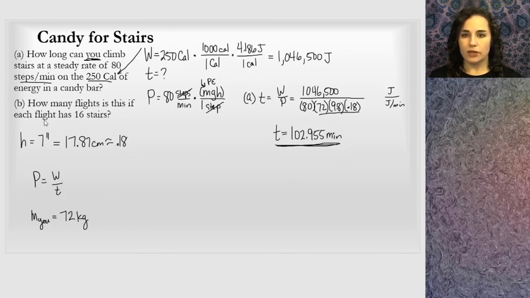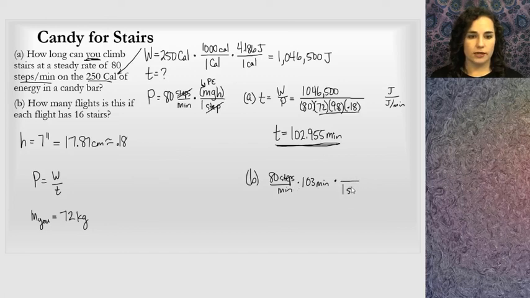That's part A. It says, how many flights is this? Okay, so we don't have to do any more real physics with this. We have 80 steps per minute, and then we have 103 minutes. And then what else do we need to do? Steps. Oh, height per step, right? One step. There's 16 steps per flight, one flight. And so our steps cancel, our minutes cancel, and we're left with flights.